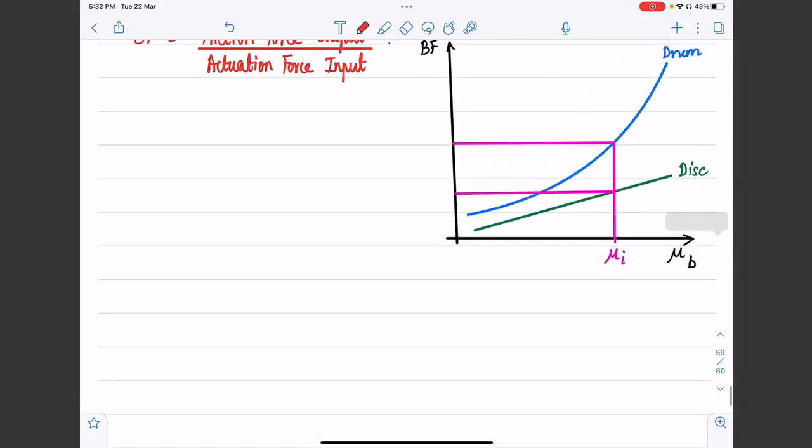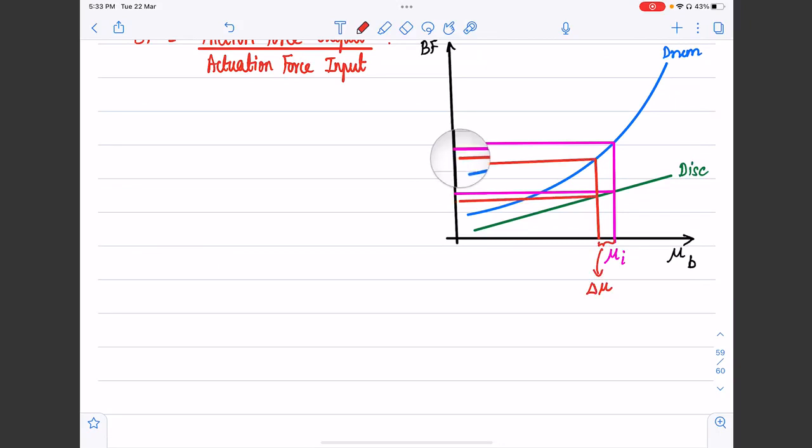So let us assume, just for the sake of argument, that the value of mu has dropped by this much. Okay, so this is some delta mu. That is the reduction in the brake lining friction coefficient due to, let's say, wear and tear or thermal temperature increase and so on. If that is the case, we can immediately observe that the brake factor of both the disc brake and the drum brake will drop.